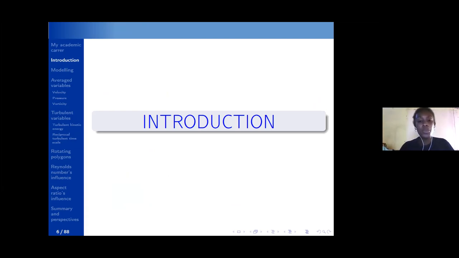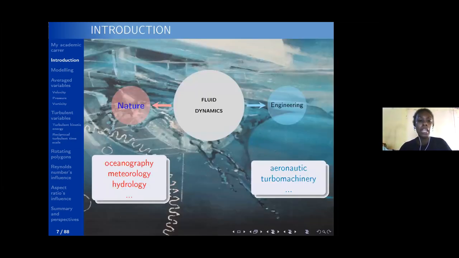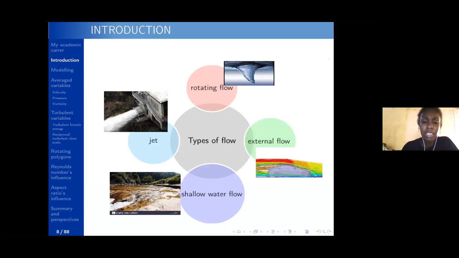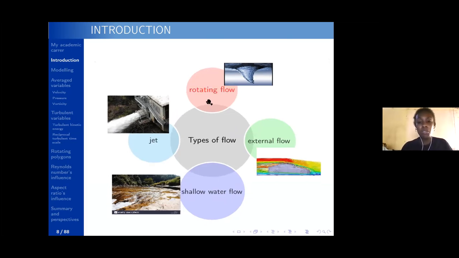So let's now start with the introduction. As I said, this work is in the fluid dynamics field. Fluid dynamics can be applied to natural flows or flows that we meet in engineering. Natural flows like oceanography, meteorology, hydrology, and engineering flows like aeronautics and turbomachinery. There are various types of flow, like jet flow or external flow, but the one concerned in this work is the rotating flow.